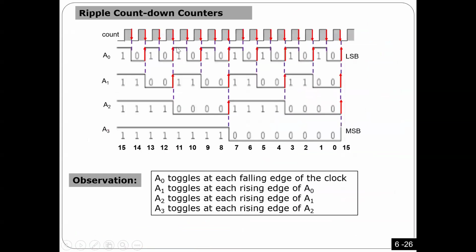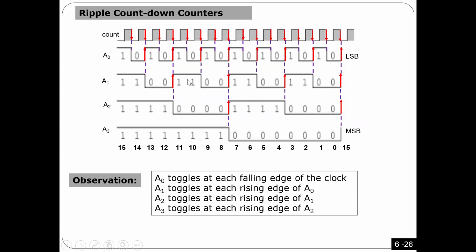For count down, you can see here this is how the signal should be. Here it is 15, and then after 1 clock it is 14, 13, 12, and so on until 0. After 0, it has to go to 15 again. Repeat. Okay.